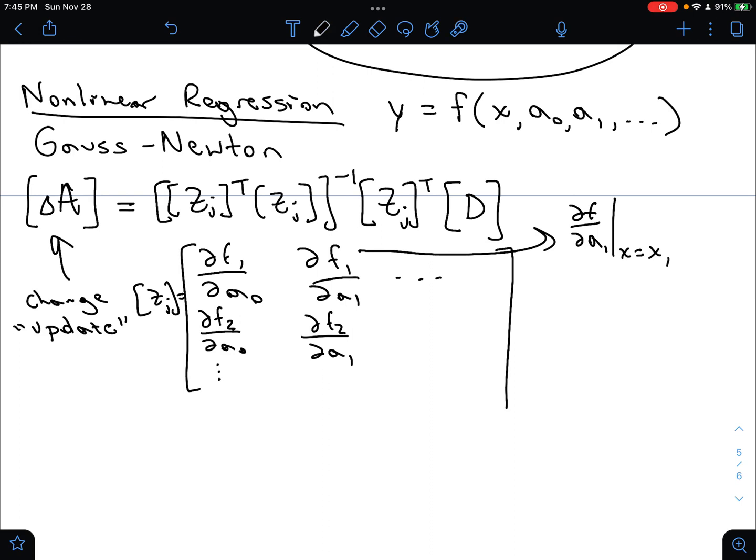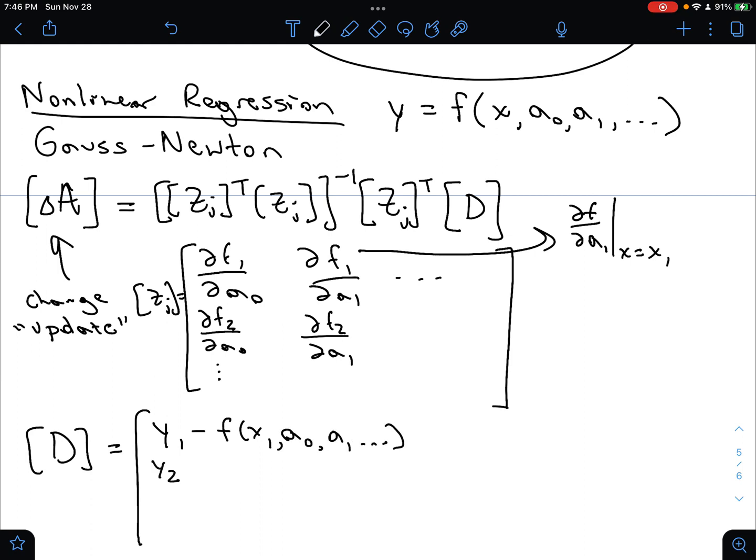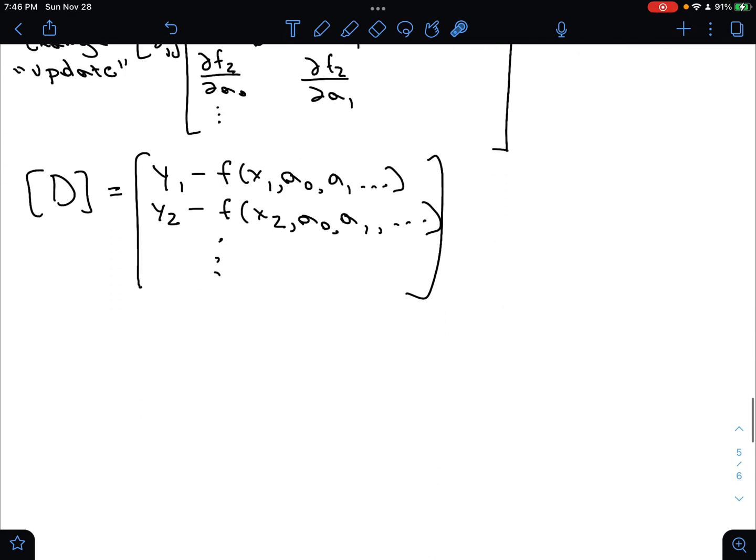And now there's this other matrix D, which is new. D is just going to be y1, the data point, minus f of x1, a0, a1, dot, dot, dot, y2 minus f of x2, a0, a1. So in other words, D is going to be a vector of all the error terms, the difference between the measured y sub i and the predicted y sub i based on your current guess for parameters. Let me just summarize the Gauss-Newton procedure, which I'm going to go through in another video.